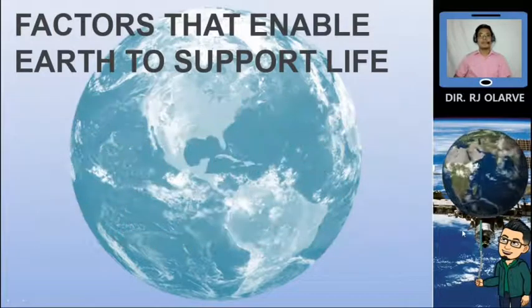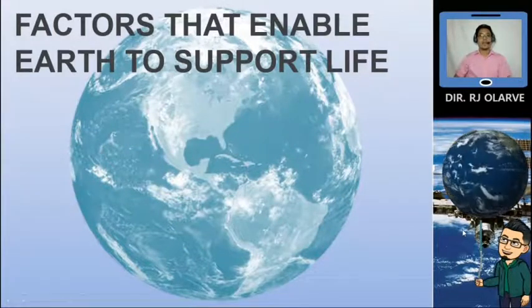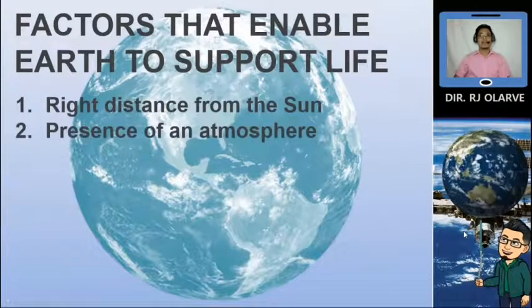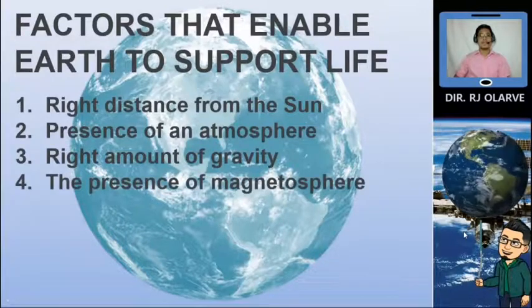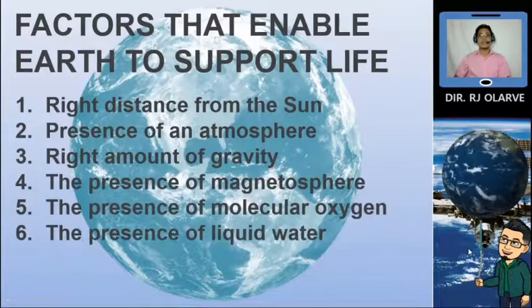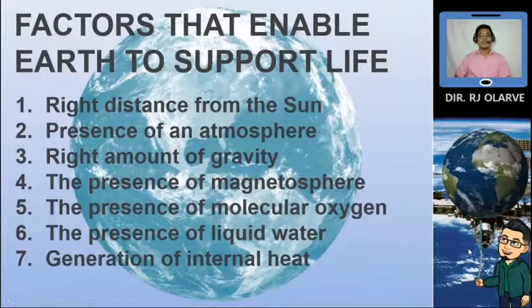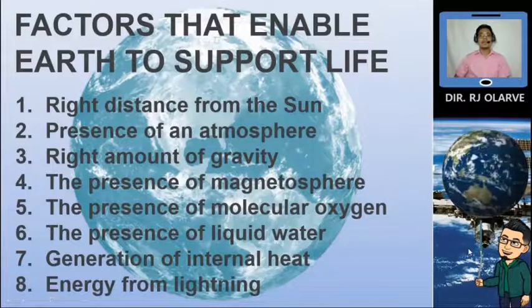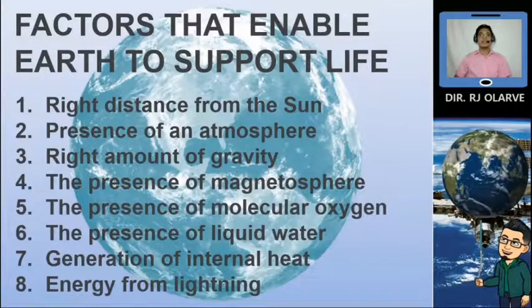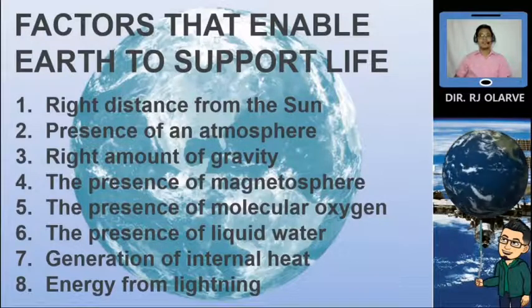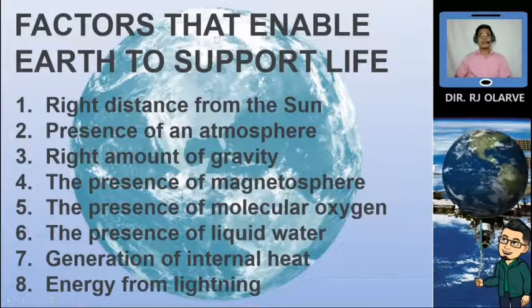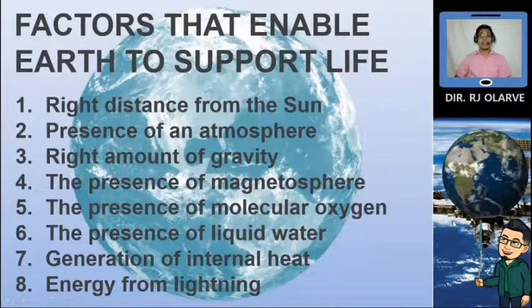And just a recap for the factors that enable Earth to support life. Number one, the right distance of planet Earth from the sun. Second, presence of an atmosphere, right amount of gravity, the presence of magnetosphere, the presence of molecular oxygen, the presence of liquid water, generation of internal heat, and the energy from lightning. So these are the identified factors that enable Earth to support life. So that ends our discussion regarding the different factors that enable Earth to support life.